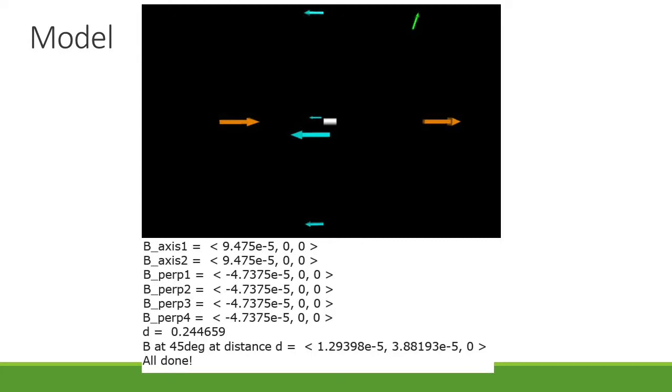The magnetic field at 45 degrees is 1.29398 times 10 to the negative 5, 3.88193 times 10 to the negative 5, 0.